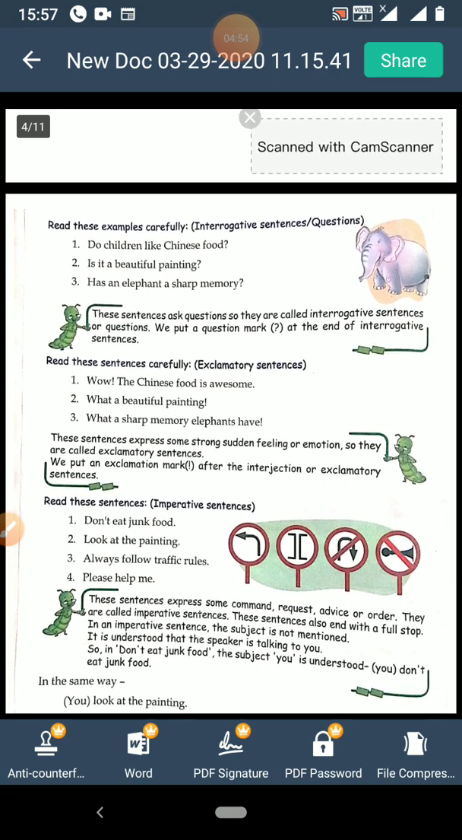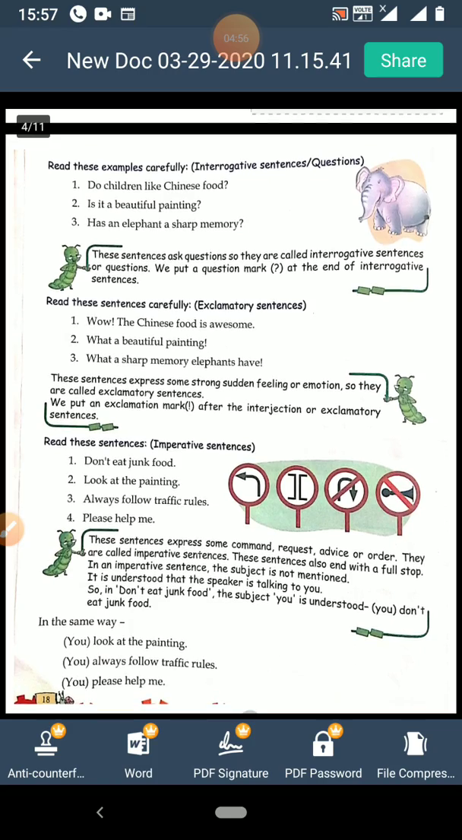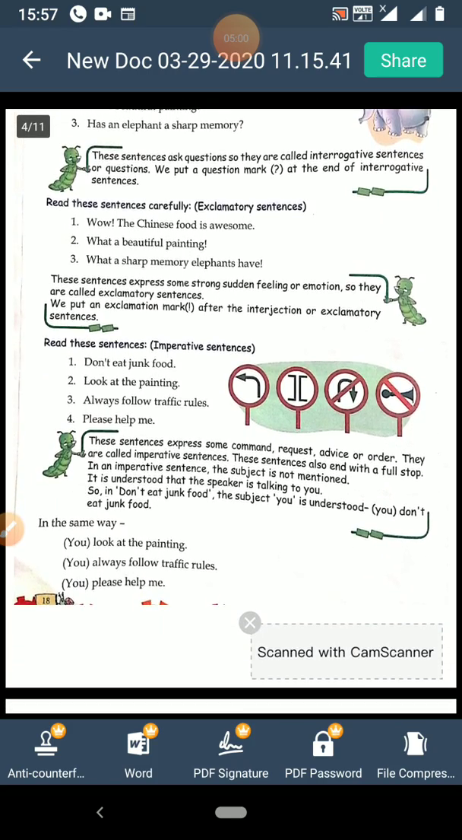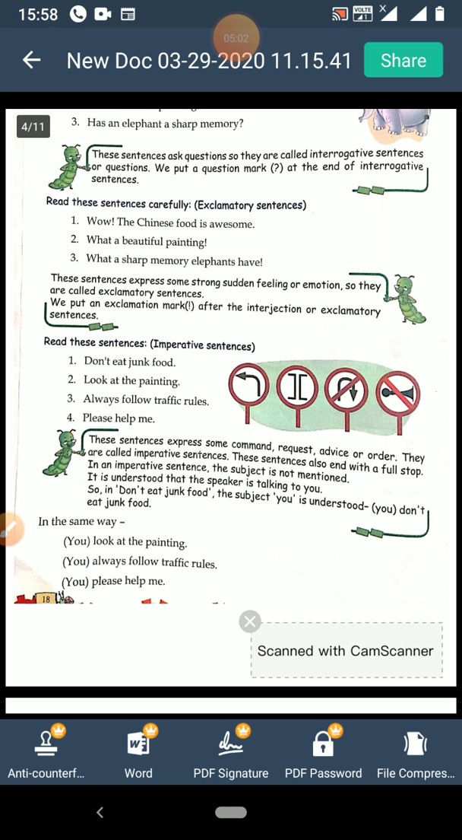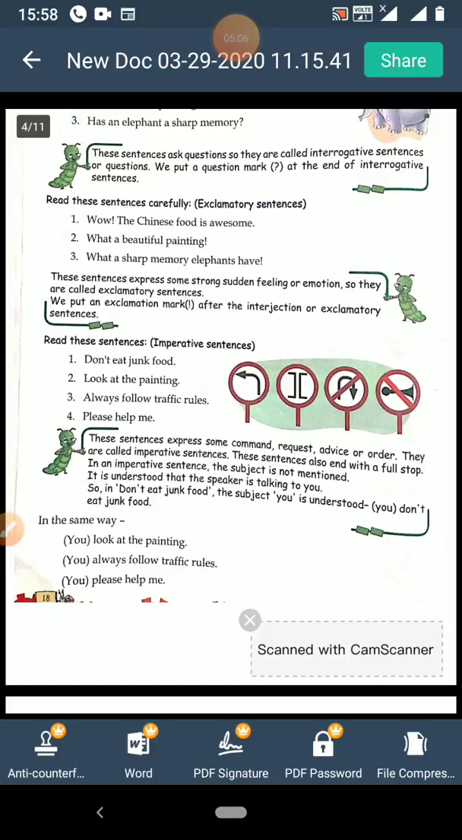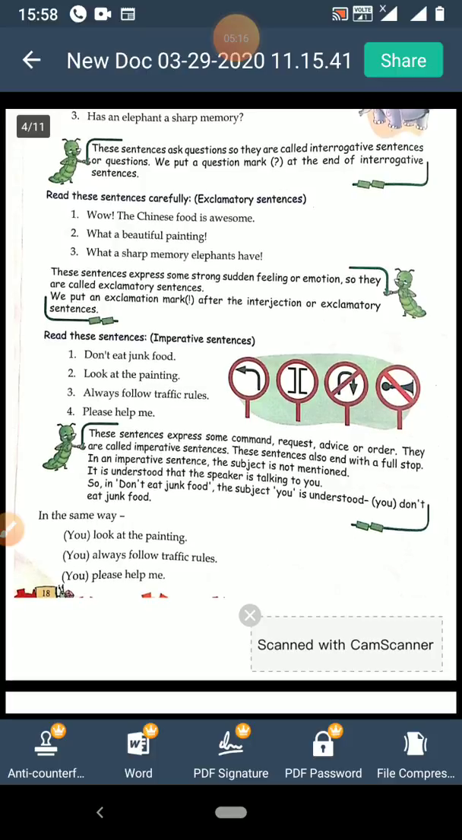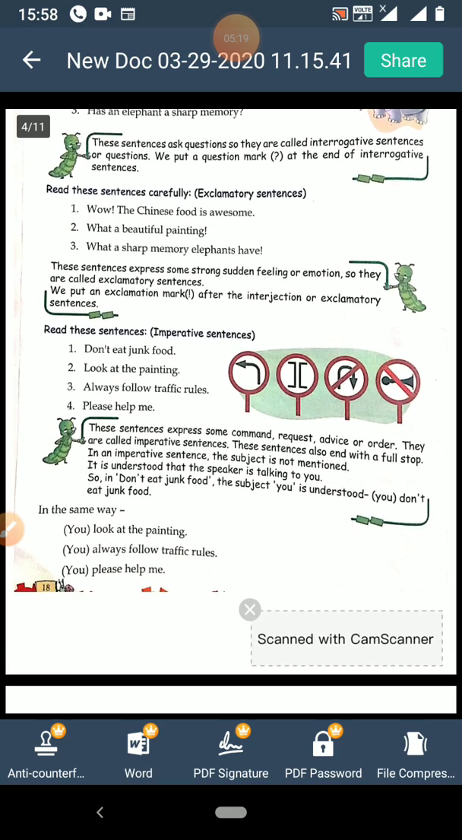Now, the third type of sentence is the exclamatory sentence. An exclamatory sentence is one in which sudden expressions of surprise, grief, that is pain, joy, and fear are made. These sentences express emotion and feelings. They always end with an exclamation mark. Look at the examples.